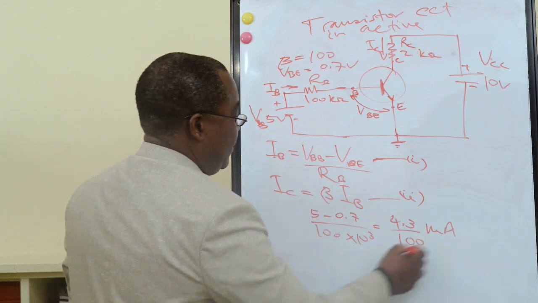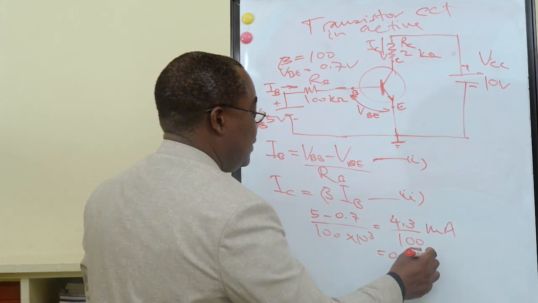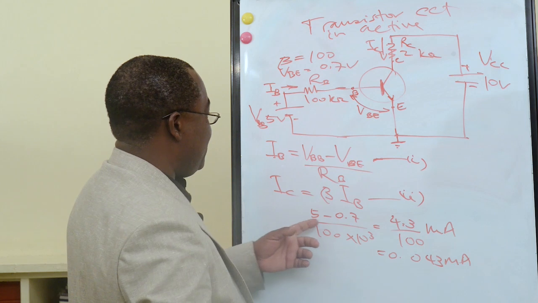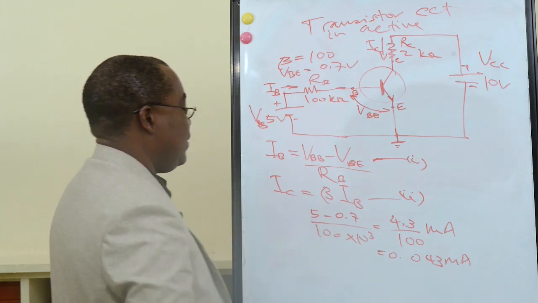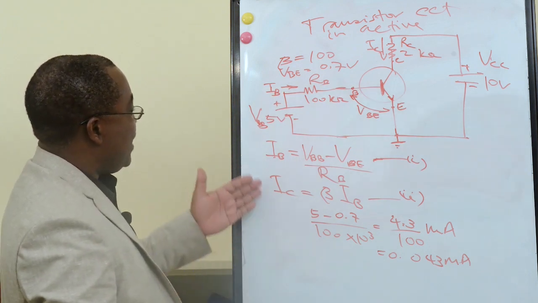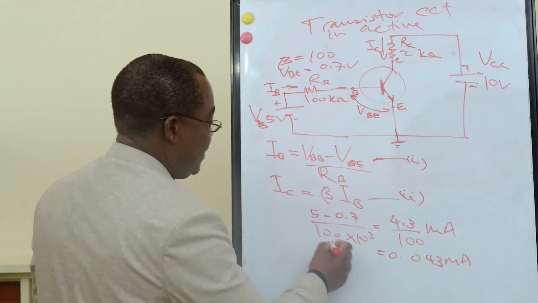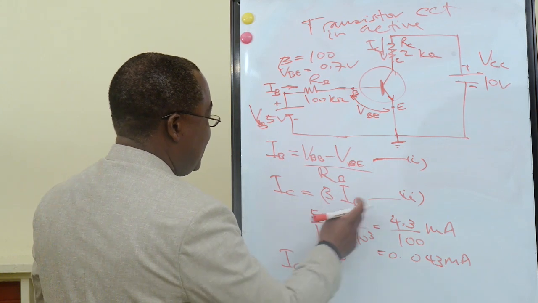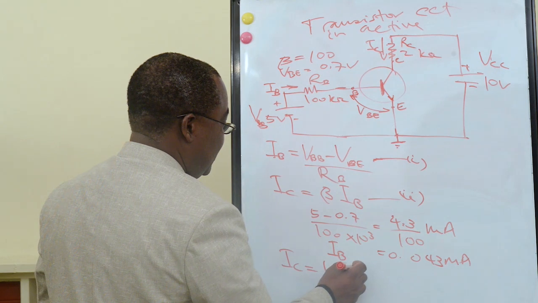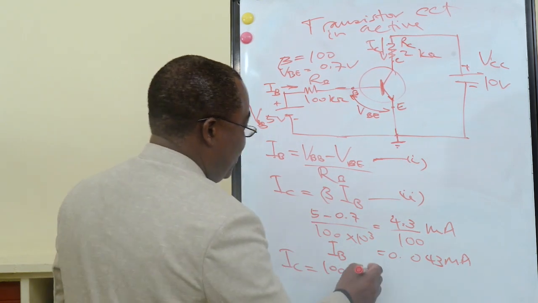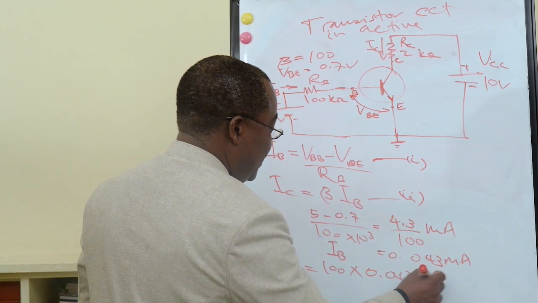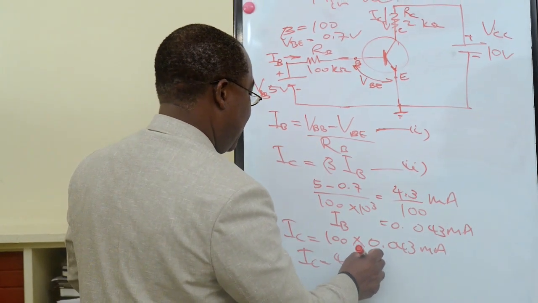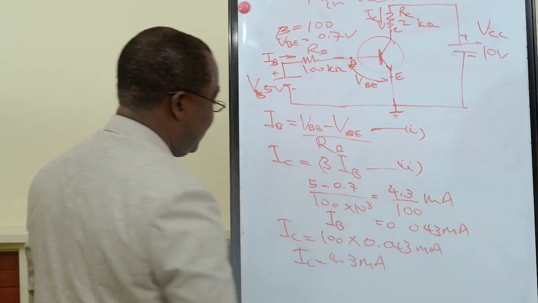So the value here is 0.043 milliampere, because it's 5 minus 0.7, we have 4.3. So this is our IB. We need IC. IC will be equal to beta IB. Our beta is 100 times our IB, which is 0.043 milliampere. So our IC will be 4.3 milliampere. This is our IC.